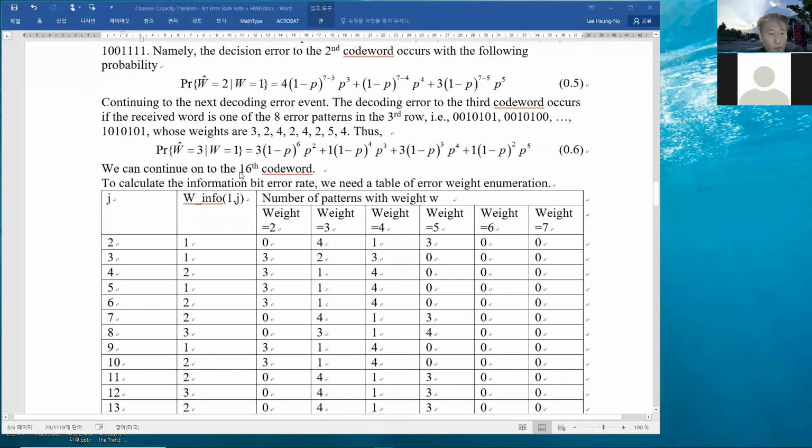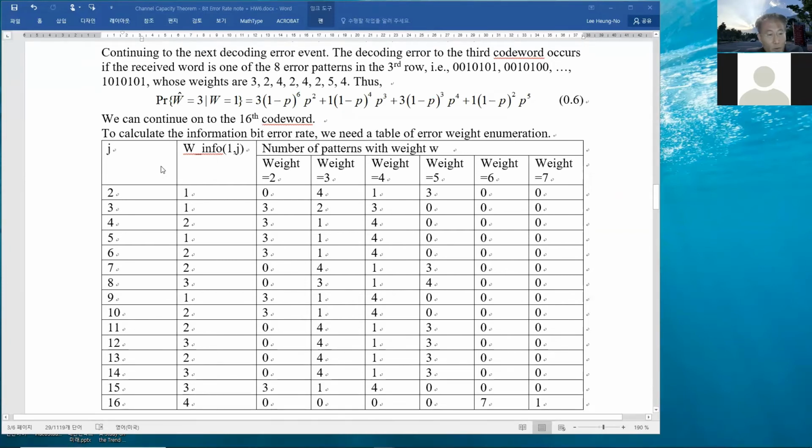So we can continue on to the 16th code word. In order to calculate the information bit error rate, we need to complete a table of error rate enumeration. You sent a zero code word, that's the assumption. Then when j is equal to 2, 3, 4, 5, all the way up to 16, this is the weight info. In this particular case, this information bit weight is 1.